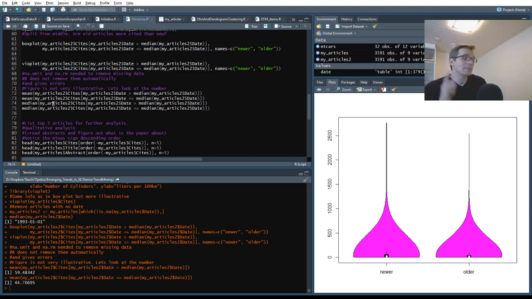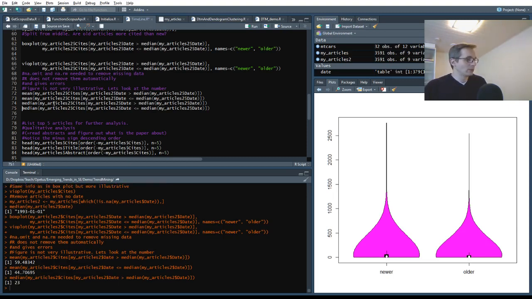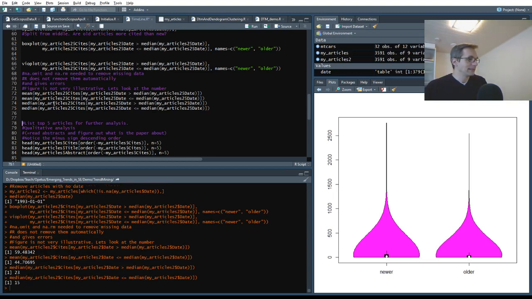We can also take the median value for the new and the old, and we can see that for new articles the median is 23 citations, and for the older ones it is 15. So we can see that the newer articles are more popular in terms of citations.